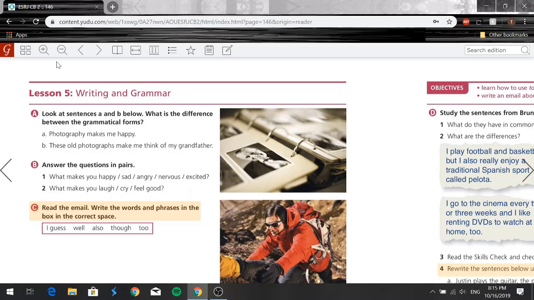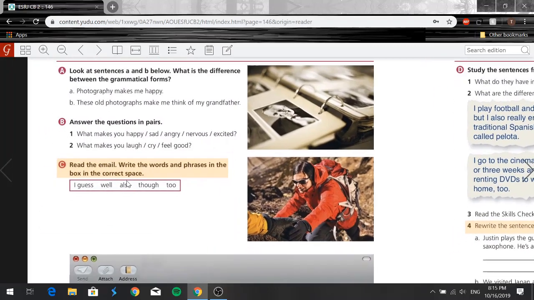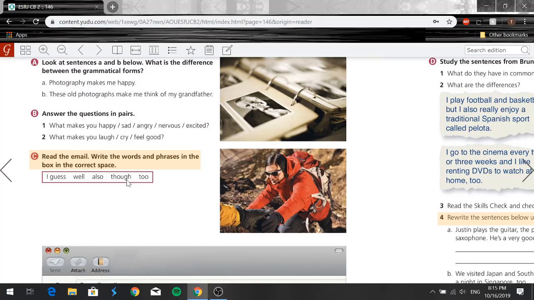Okay? So, now let's go to exercise B, answer the questions in pairs. Well, these are just simple questions that you should answer on your own. What makes you happy, sad, angry, nervous, and excited? And what makes you laugh, cry, and feel good? And try to use words such as make, right? You could say, I don't know, maybe school makes me sad, for example. Food makes me happy, right? Skydiving makes me nervous. Okay? So these are some examples. I won't go into too much detail.